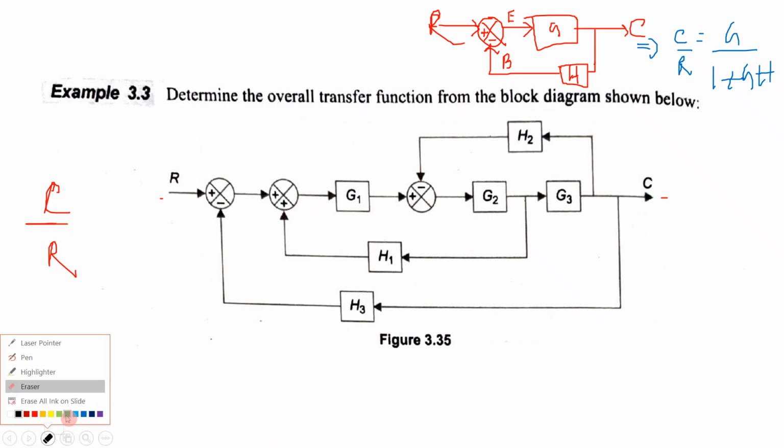It is not possible to entirely convert this overall system into a small closed loop system, so we will be looking for small segments. First of all, starting from here, you can see G2 and G3 are very close to each other, and there is a feedback H2.